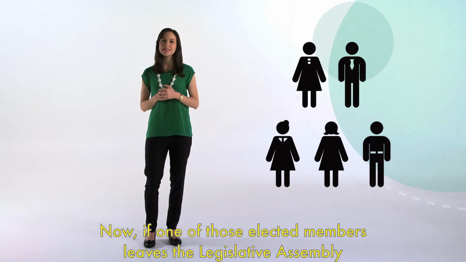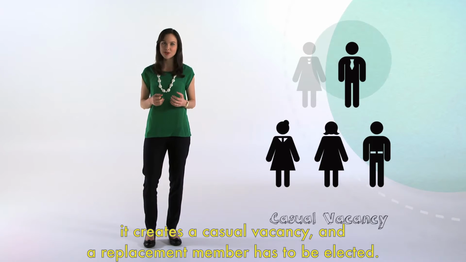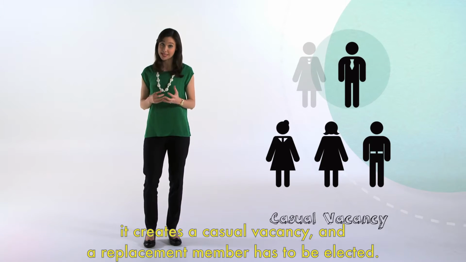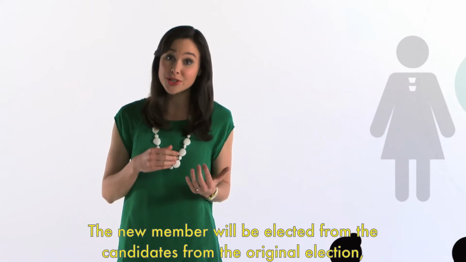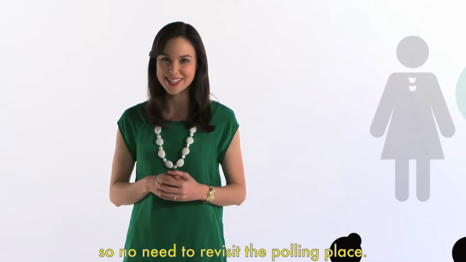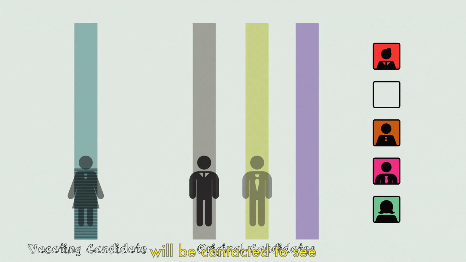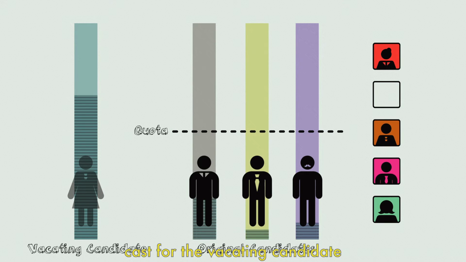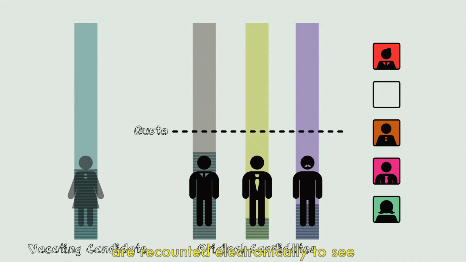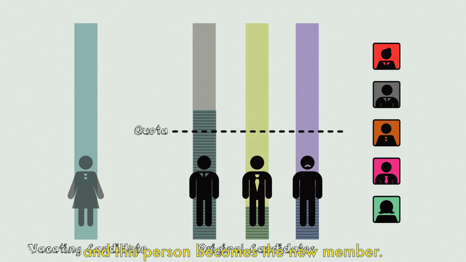Now, if one of those elected members leaves the Legislative Assembly before the next election, it creates a casual vacancy and a replacement member has to be elected. The new member will be elected from the candidates from the original election, so no need to revisit the polling place. Those original candidates in the electorate will be contacted to see who is still interested in a position in the Assembly. Then, the ballot papers cast for the vacating candidate are recounted electronically to see who would have been elected next. And this person becomes the new member.